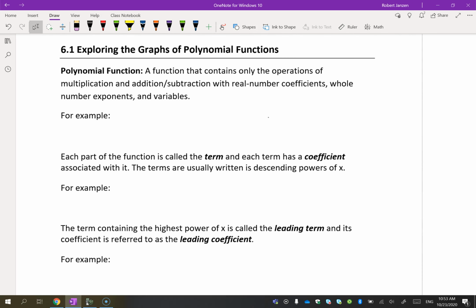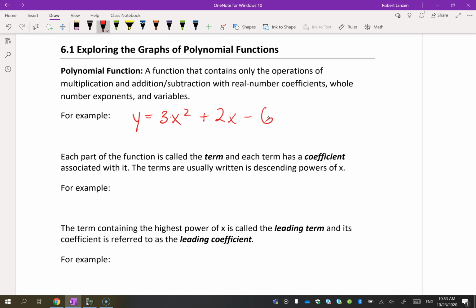Exploring the graphs of polynomial functions. What is a polynomial function? Well, a polynomial function might look like this. So let's write 3x squared plus 2x minus 6. Let's say that. Okay, it contains only the operations of multiplication, addition, subtraction with real number coefficients, so there's no square roots or cube roots or something like that. Okay, and then there's some variables.